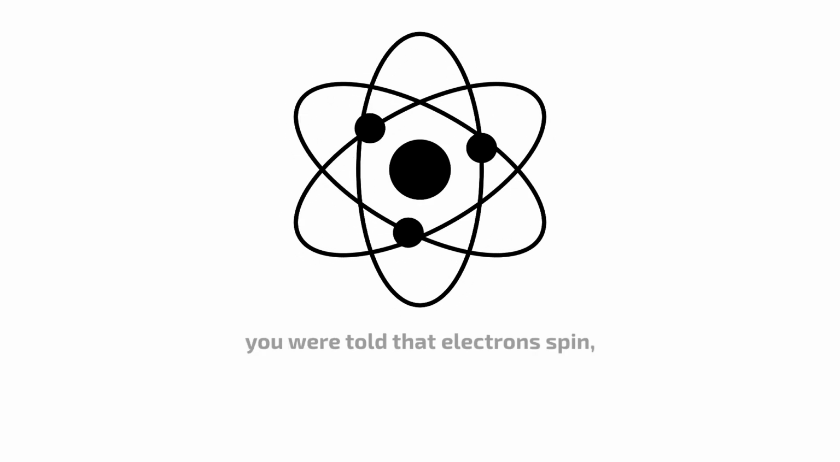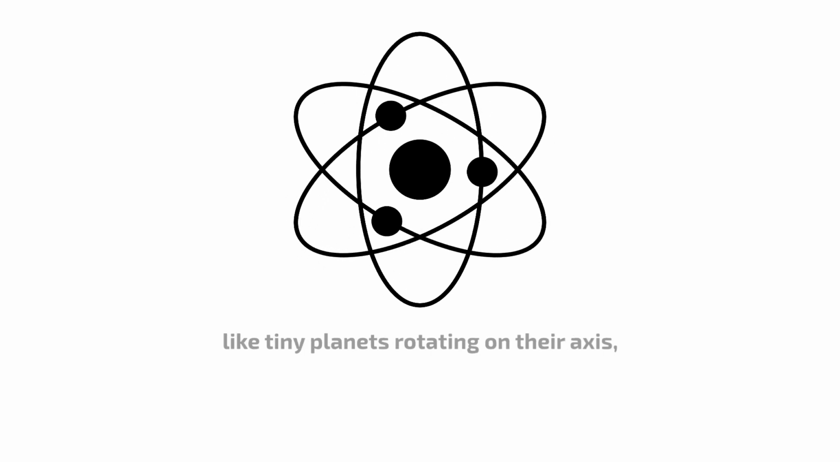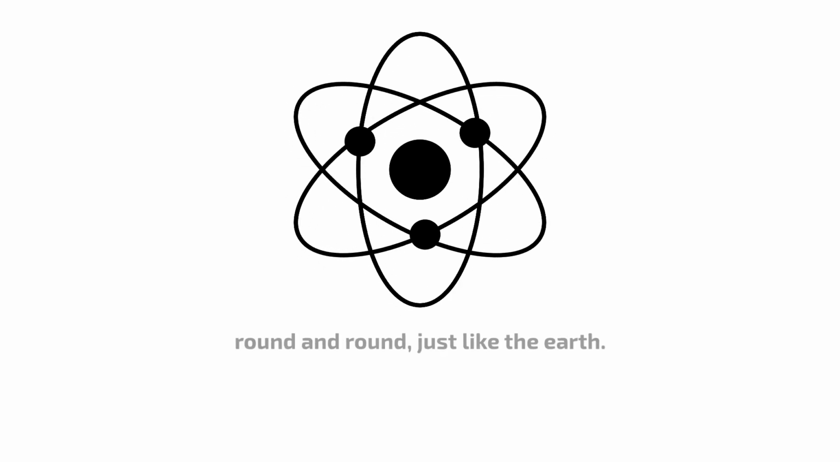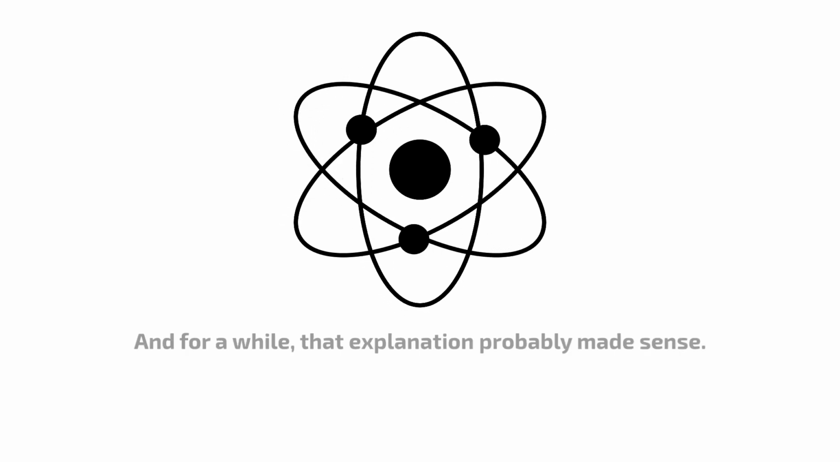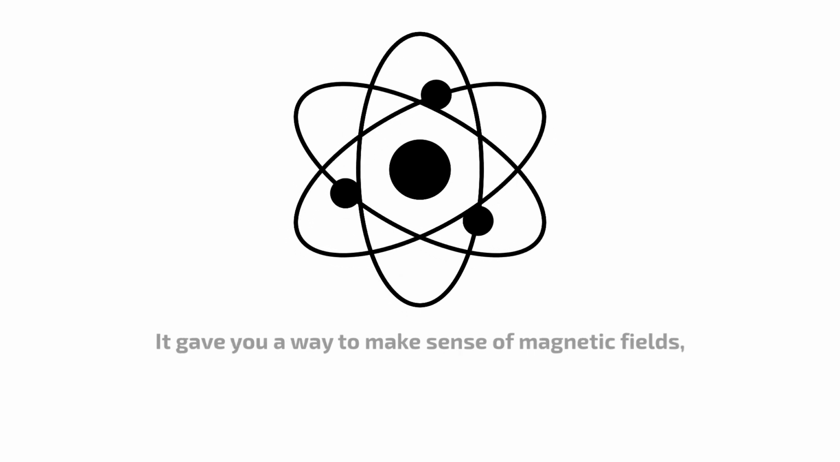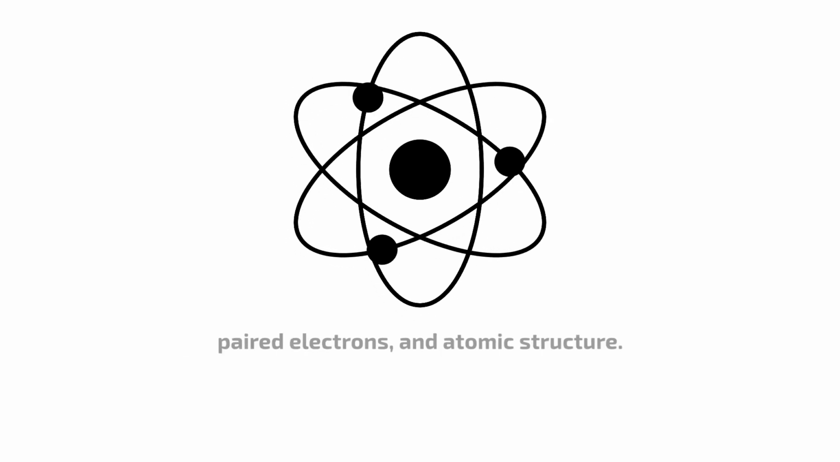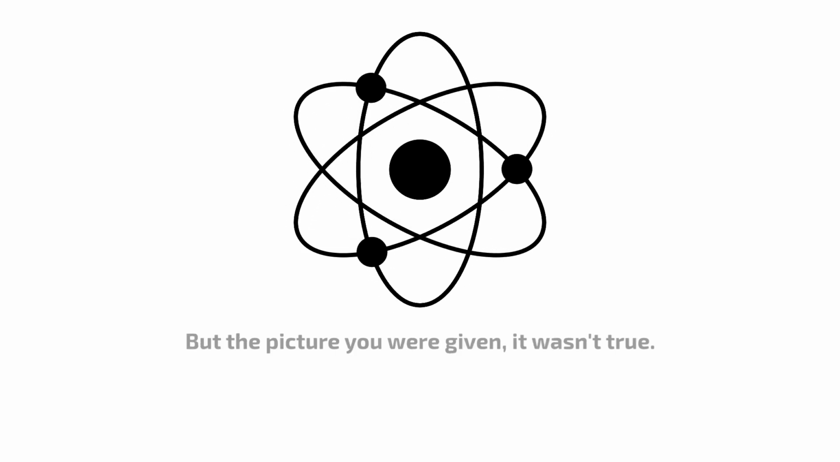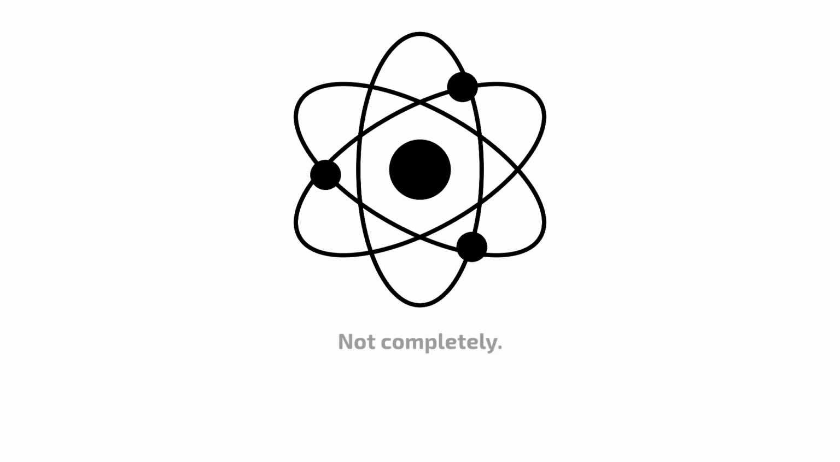In high school, you were told that electrons spin like tiny planets rotating on their axis, round and round, just like the Earth. And for a while, that explanation probably made sense. It helped you imagine something invisible. It gave you a way to make sense of magnetic fields, paired electrons, and atomic structure. But the picture you were given wasn't true, not completely.